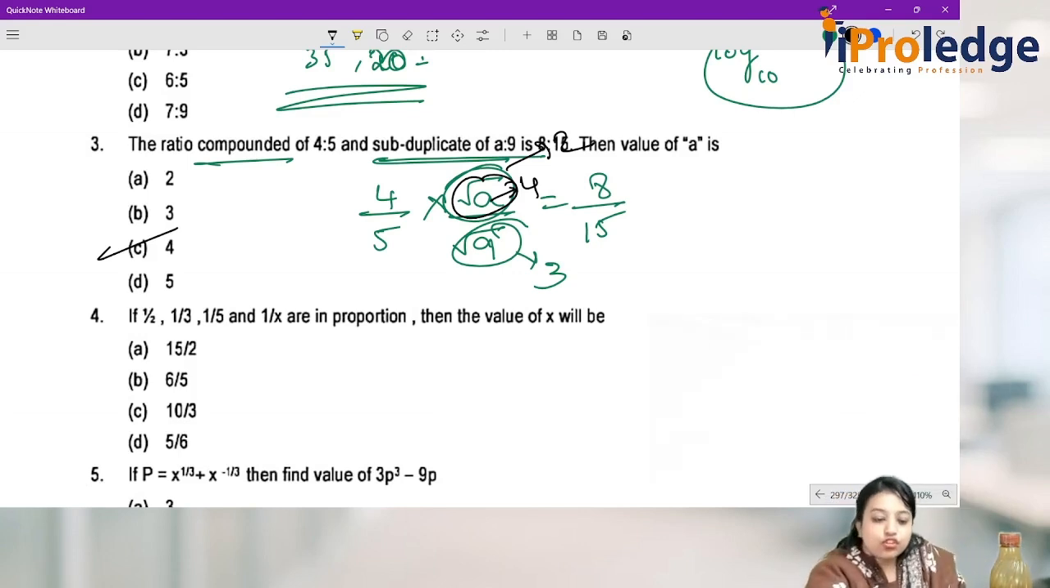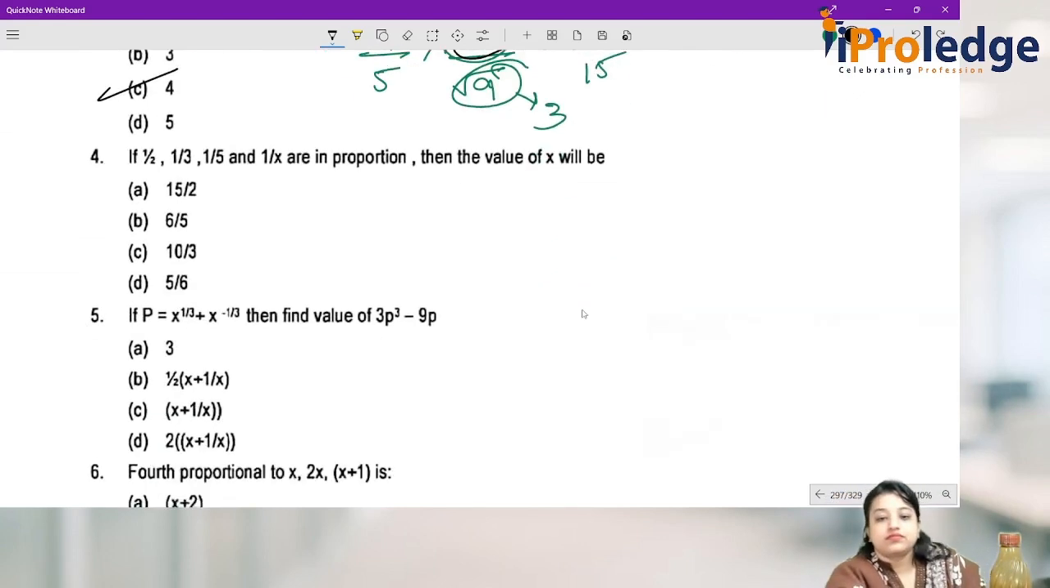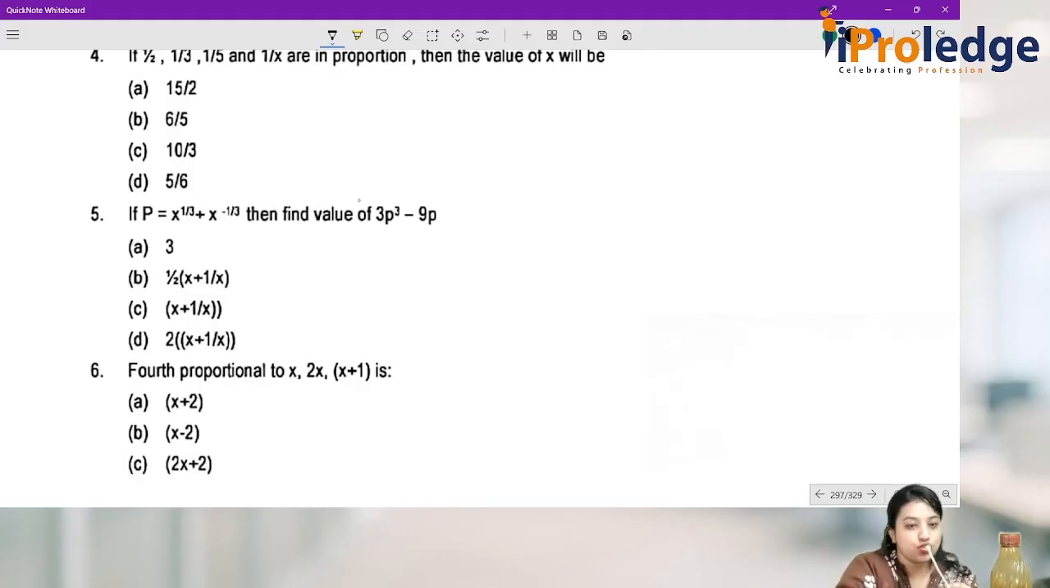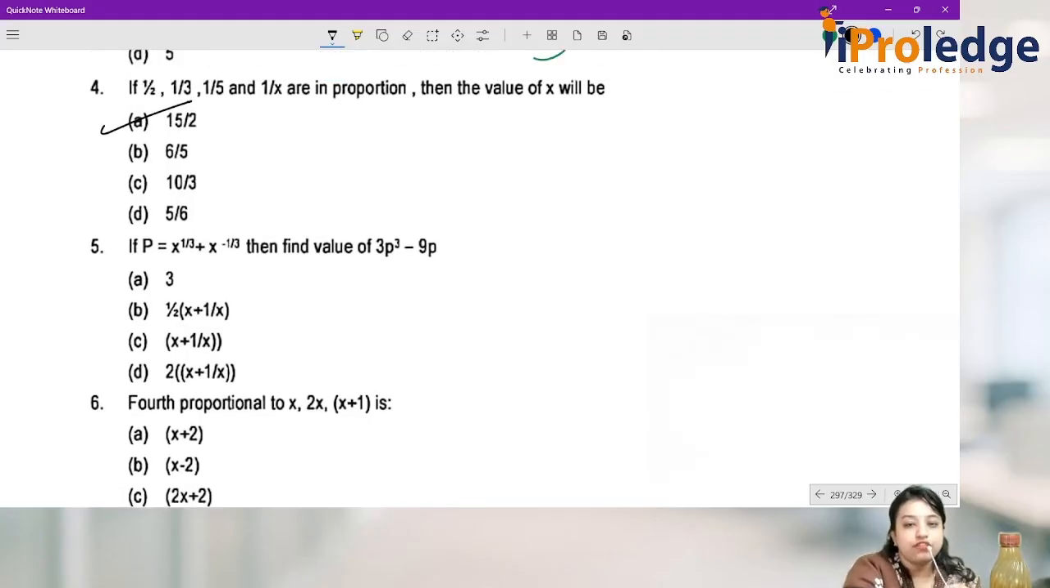Fourth one, it is 15 by 2. Fifth one, understand, it is easy.